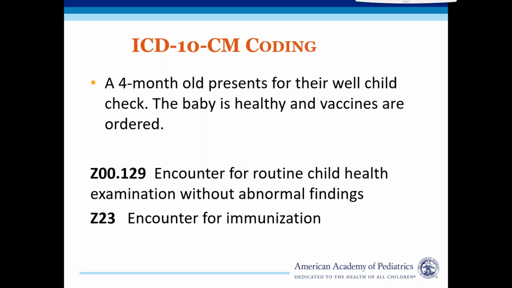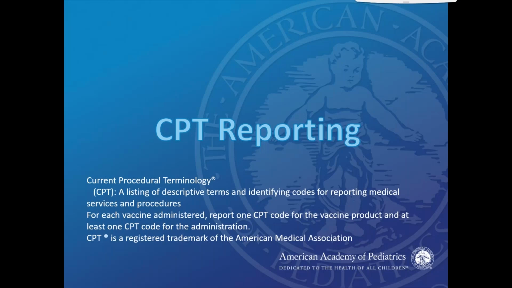Now let's look at another one. A 4-month-old presents for their well child check. The baby is healthy. Vaccines are ordered and given. Our primary code is going to be our Z00.129. So that's our routine well child exam without abnormal findings. And in addition to that, we also need to link it with our Z23. So both codes need to be on the encounter form.